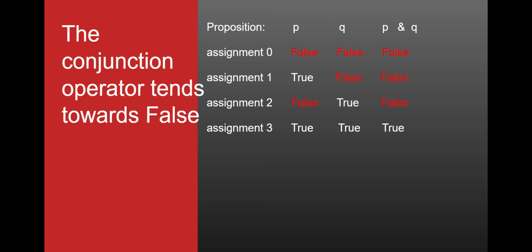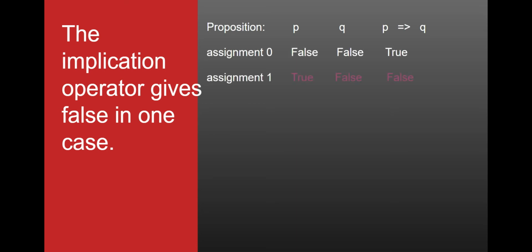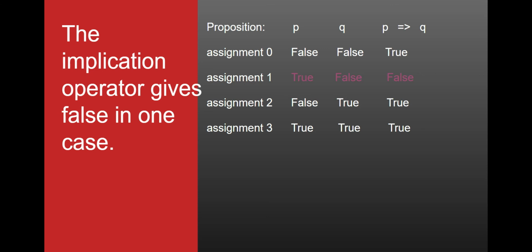The conjunction operator has, in a sense, the opposite sense from the disjunction operator. Any time you have a false in either P or Q, then the whole logical sentence results in a false. Only if both P and Q are true will you get a truth value that is true for the logical conjunction. The implication operator is a little bit counterintuitive. It is always true except for one case, and that is where P is true and Q is false. Every other circumstance results in the logical sentence P implies Q evaluating to true.